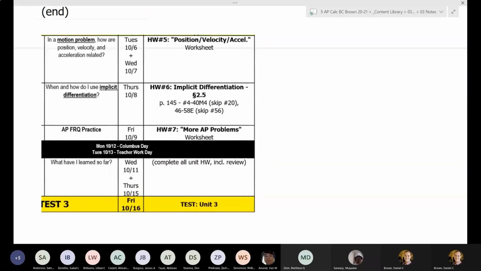Again, looking ahead, we have homework 5 that was assigned. That was the PBA worksheet. Homework 6 is the bookwork. Again, you do not need to know how to do number 20 or 56 for this class. I'm also going to go ahead and assign homework 7, which was the more AP problems. There's 4 of them, 2 PBA problems, and then 2 implicit differentiation problems.